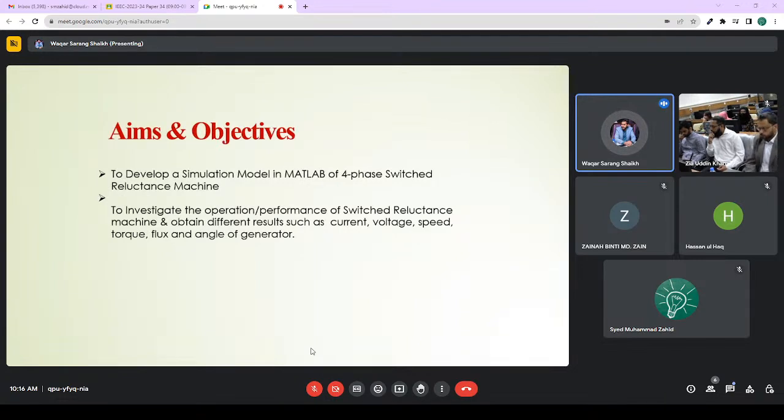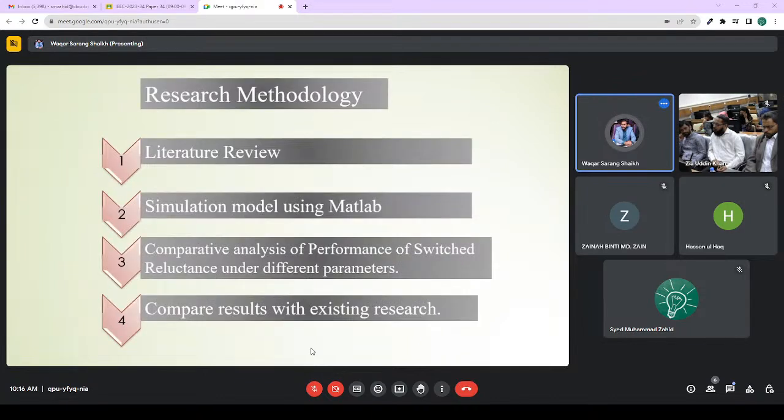These are the aims and objectives: to develop a simulation model in MATLAB of a four-phase switch reluctance machine, and to investigate the operation or performance of the switch reluctance generator, obtaining different results such as current, voltage, speed, torque, flux, and angle of the generator. This is the research methodology: literature review, simulation model using MATLAB, comparative analysis of performance of the switch reluctance machine under different operating conditions, and comparing results with existing research.